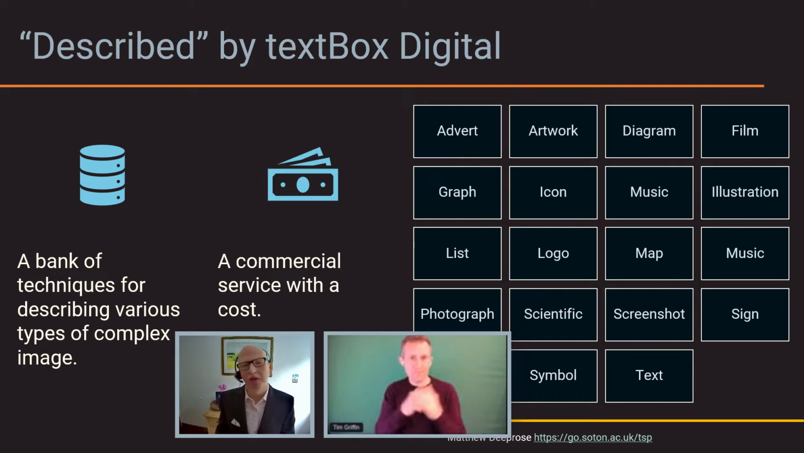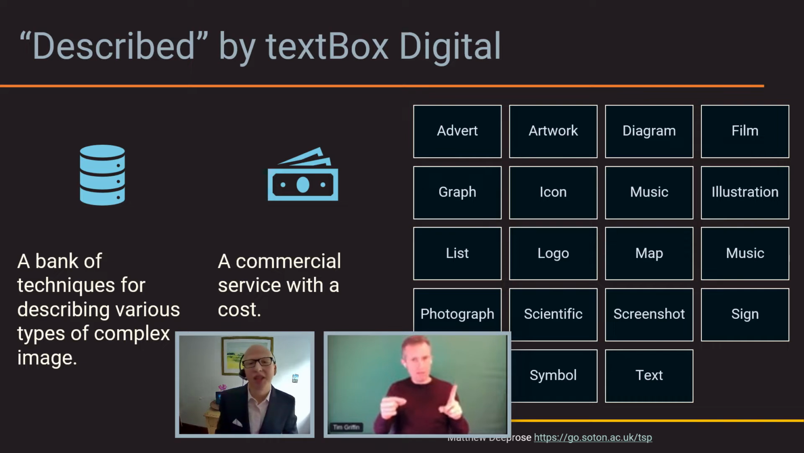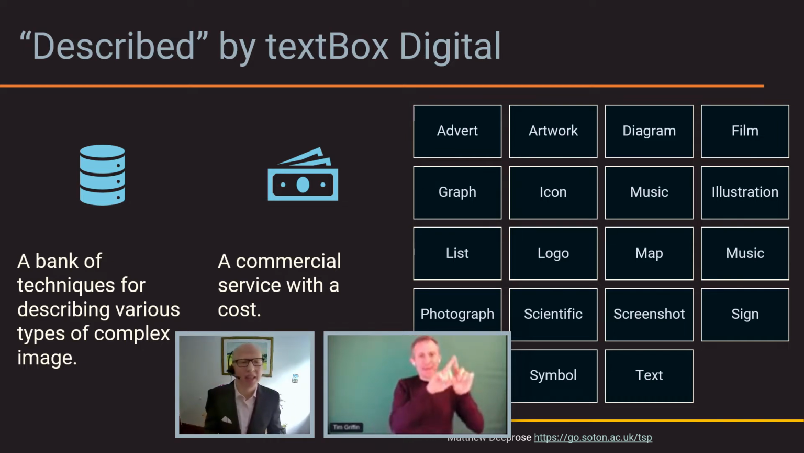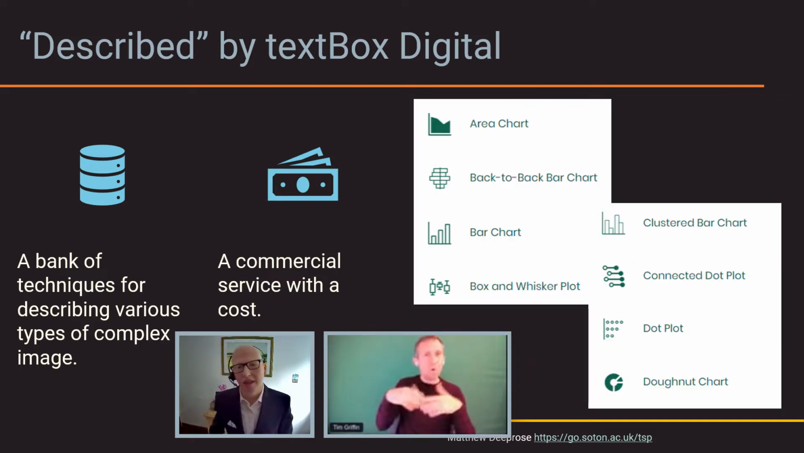Now, those previous resources were freely available. This next resource is amazing, but it has a cost, from about £400 a year for access for free users. Textbox Digital's Described service provides guidance and worked examples of writing alternative text for different types of image. On screen, I'm listing the types of image they cover. Examples include diagrams, graphs, illustrations, maps, and scientific images such as circuit diagrams.